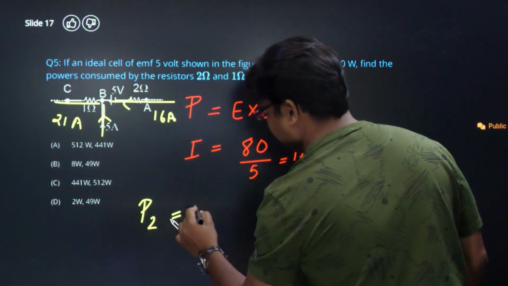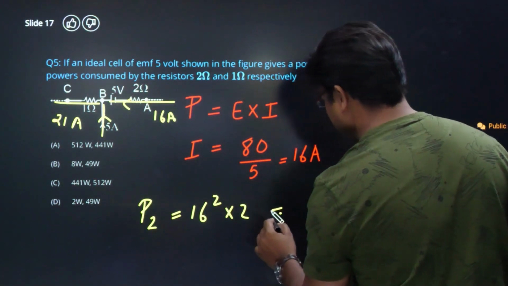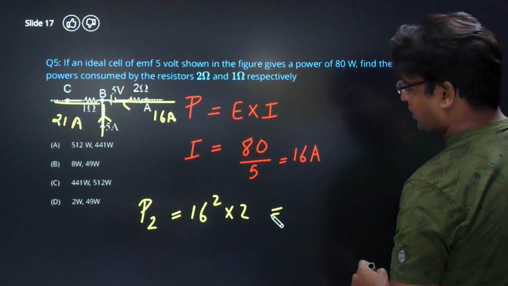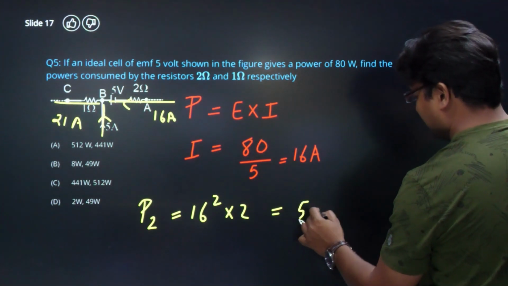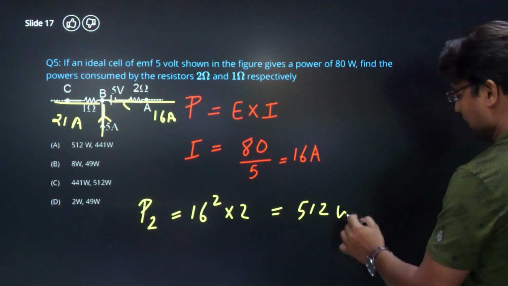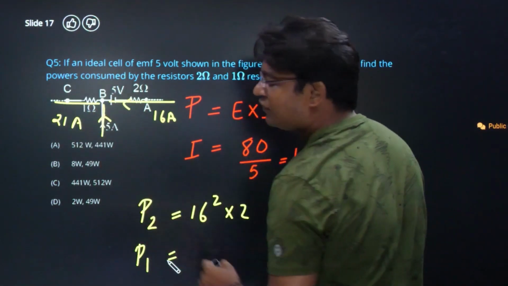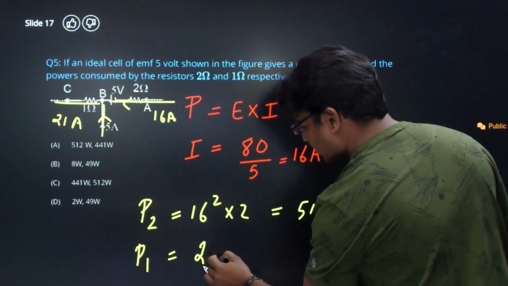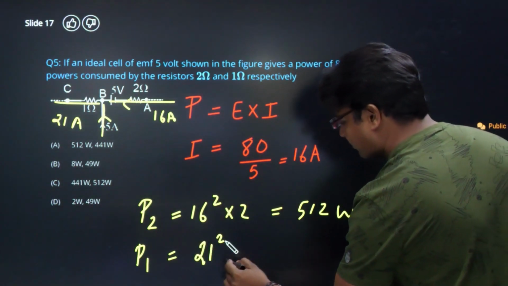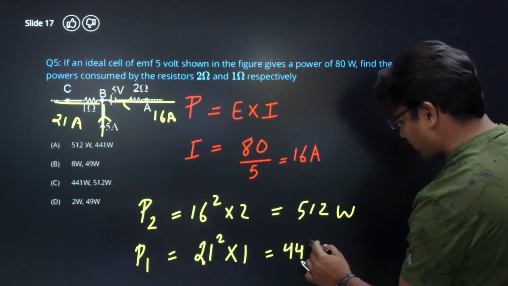So that power will be equal to 16 square into 2. I square R I am doing. So 16 square into 2, that would be 512 watt. And then the power produced in the resistor with 1 ohm resistance, the current flowing through it is 21. So 21 square into 1, that would be equal to 441 watt.